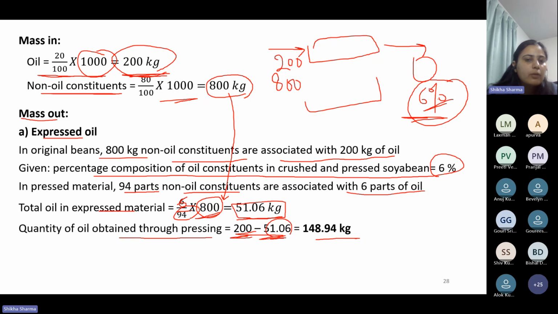Why are we multiplying with 800? Because see, 94 part is the non-oil, which is 800.